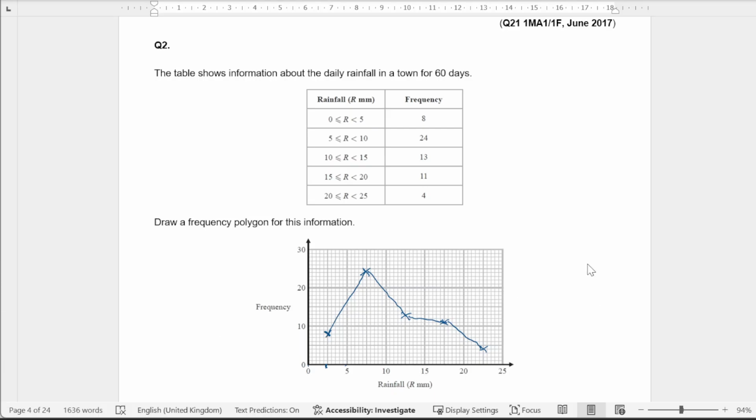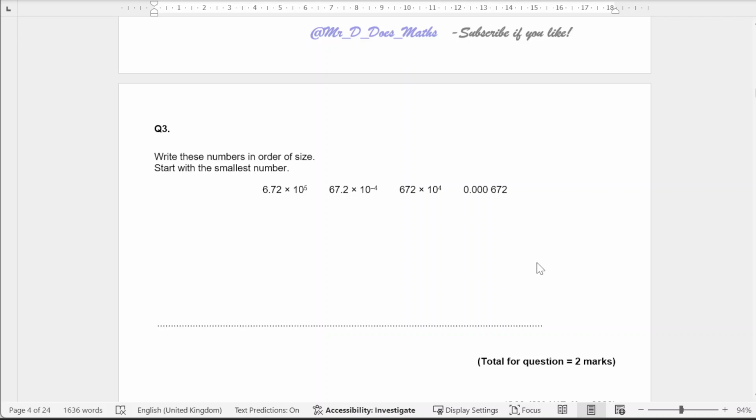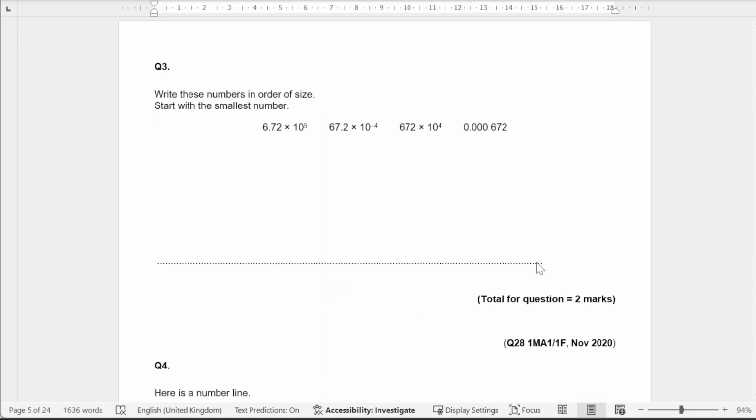Okay, question 3. Write these numbers in order of size, starting with the smallest. You've got 2 options here, and it's completely up to you. You need to either convert them all into ordinary numbers or convert them into standard form. And it really doesn't matter which one you do, it's which one you're most comfortable working in. Me personally, I'm more comfortable working in standard form. I find it less steps. But if you want to convert it into ordinary numbers, that's absolutely fine.